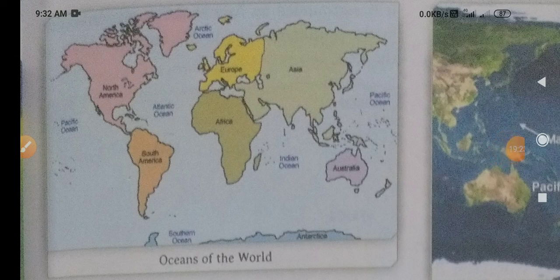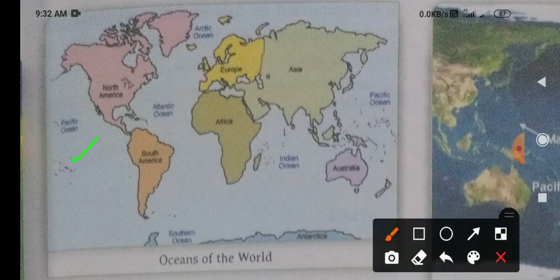I think today it's already too long. So in the next session we will study each and every ocean. You can see here the oceans are marked with the blue color. This is the Pacific Ocean, and this is also part of the Pacific Ocean, so they are interconnected. The Atlantic Ocean is there, the Indian Ocean is there, and similarly the Arctic Ocean is found here, and the Antarctic Ocean or the Southern Ocean is on this side. So you see, the oceans of the world are given here. We will study all of this one after another in the next session.